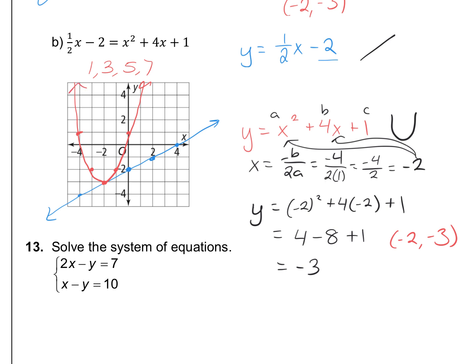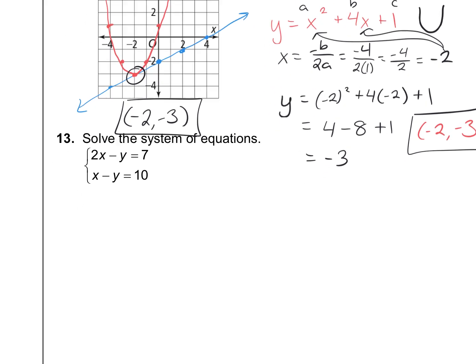How many solutions do I have? 1. Since it's nice, can I just circle it or do I have to do something else? That's just good coordinates. You could circle what you have down. What is my crossing? Where do they cross? -2, -3. So when you have nice coordinates, you need to write them as your answer. Okay? If you notice that this is the same thing, you can circle that too. Okay? Questions on graphing those?